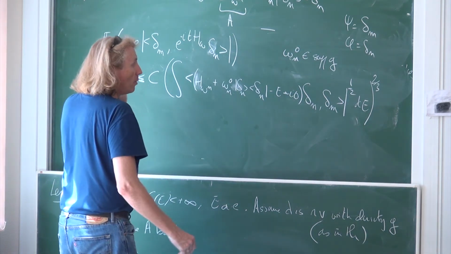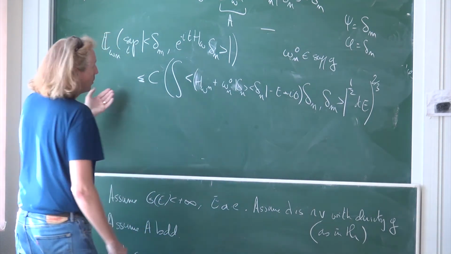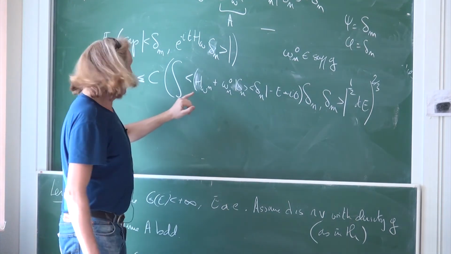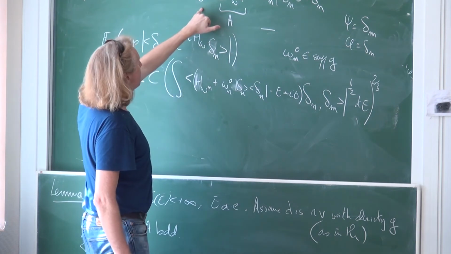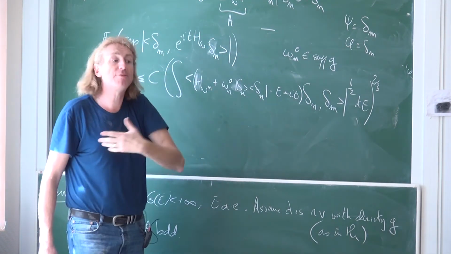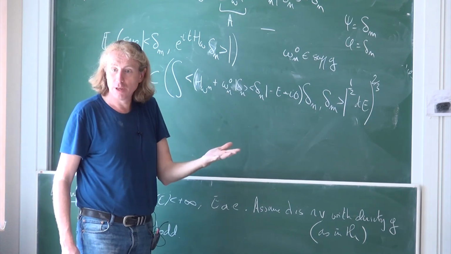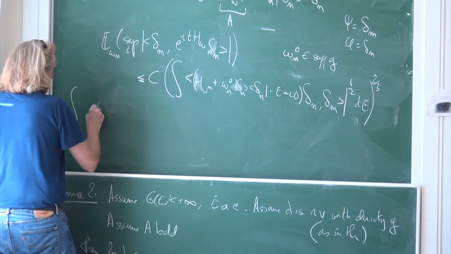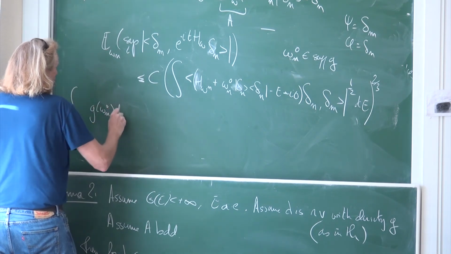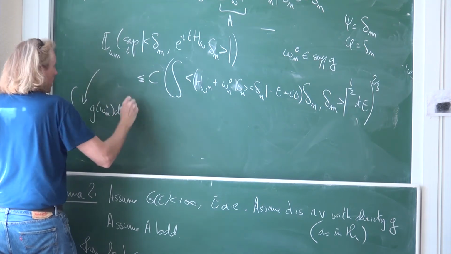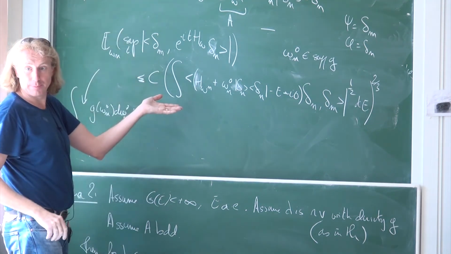Okay, and now what I want is the following. I have the same thing here. This operator is the same as that one, except that I replace the ω_n by ω_n^0. And ω_n^0 is free. It's a parameter I can choose. So what I can do is take this inequality and integrate with respect to dω_n^0. I take this inequality and I do this integral on both sides.